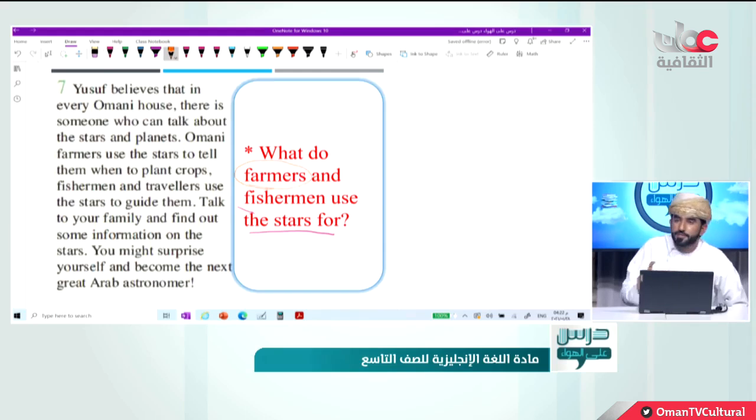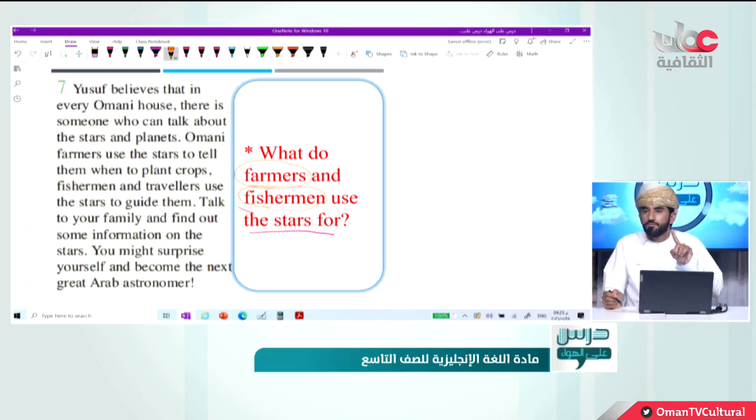Farmers. And then fishermen. Go to the text and try to find how many times we have the word farmers. How many times is it written in the reading text? Find it. Come on, look. What about fishermen? How many times do we have the word fishermen in the reading text? Try to find it. I'll give you 1 minute. Exactly. The word farmers, how many times is it repeated? 1. Very good. Fishermen, how many times? 1. Exactly.